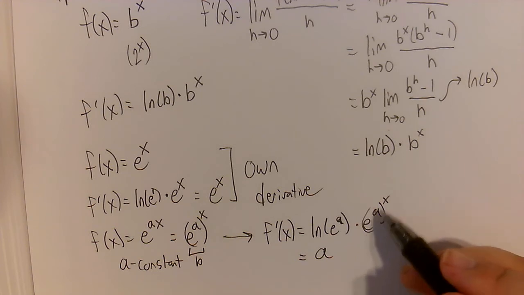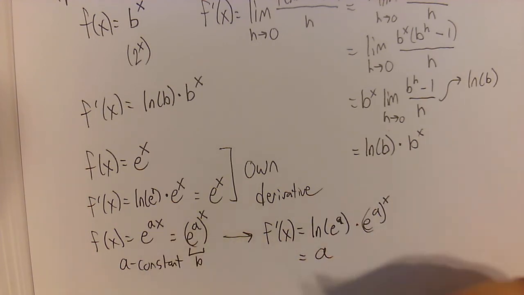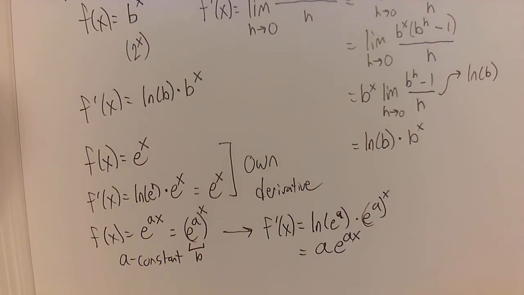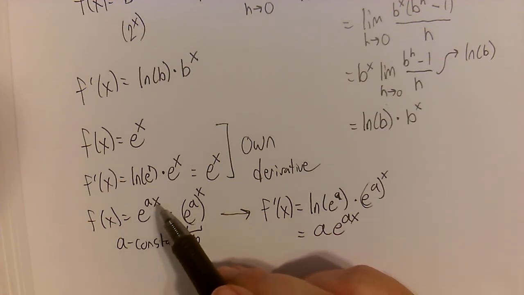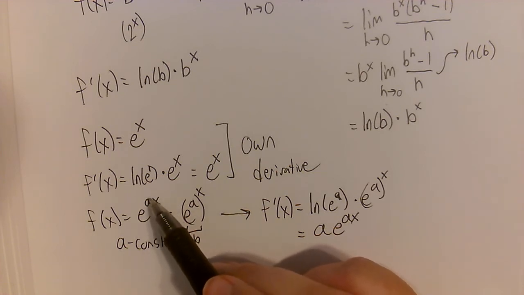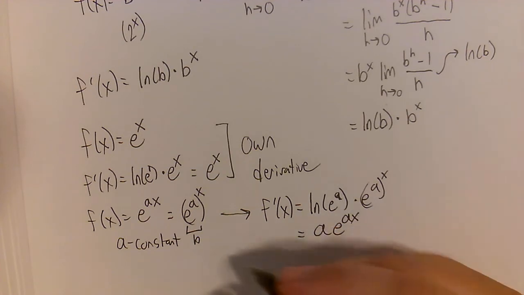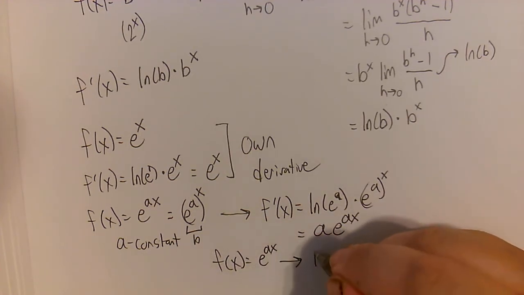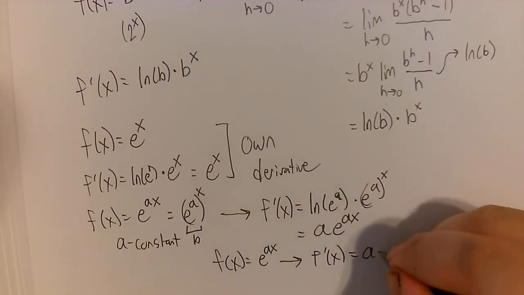And then e to the a times x, if we use the exponent rules in reverse, we can rewrite this as e to the a times x. So the moral of the story is that if you ever have e to a number times x, like maybe 2 or something, then you keep this the same, only you stick whatever number that is in the front right here. So if f of x is e to the ax, then f prime of x, the only difference is we just stick this number in front.